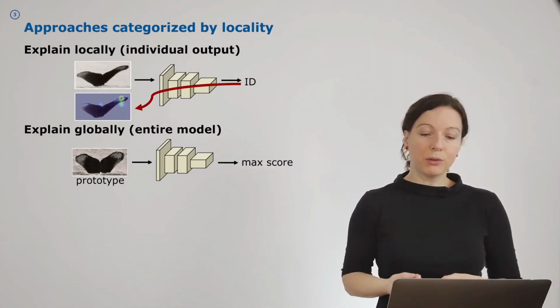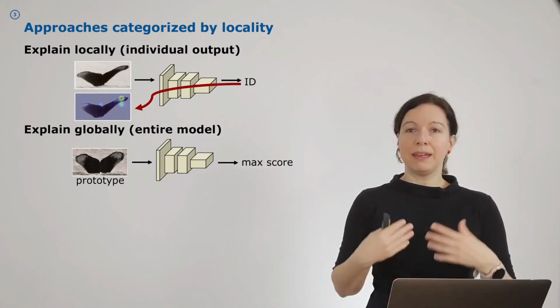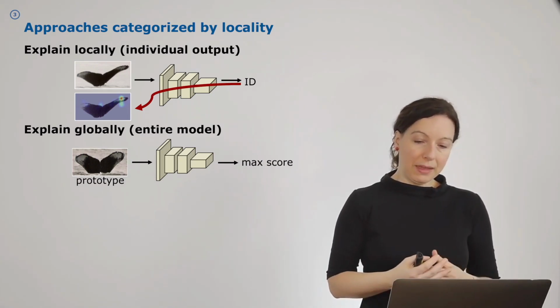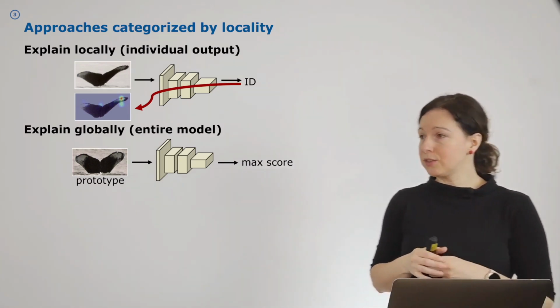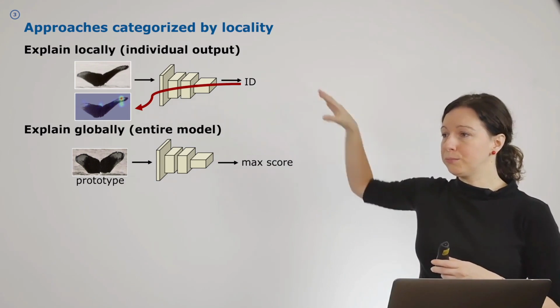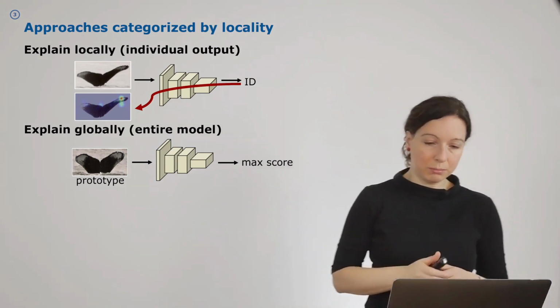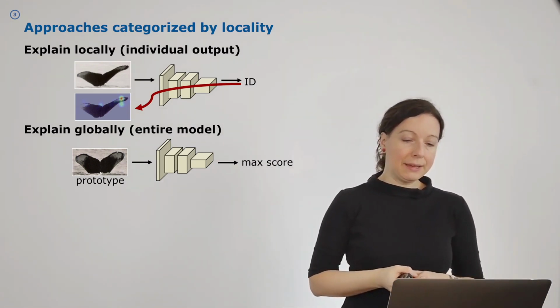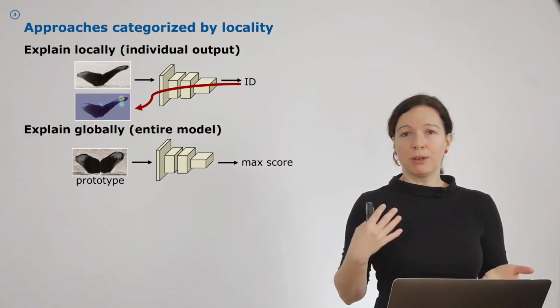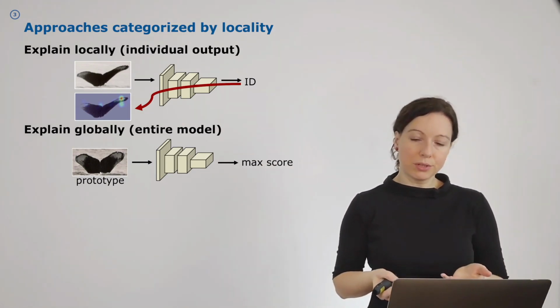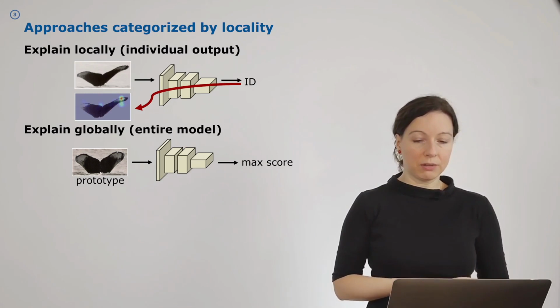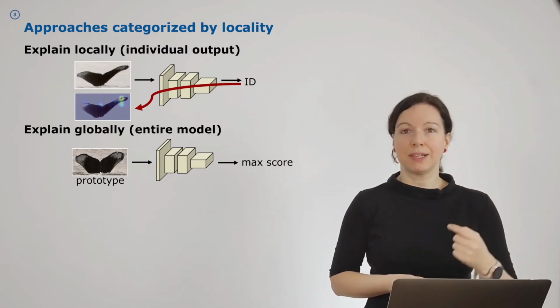Today, we will look into approaches to explain individual outputs. And that means a specific decision. So we will focus on the first part, and the last time we talked about the second part. When we talk about local model agnostic approaches, this will give you insights about characteristics of one specific sample.